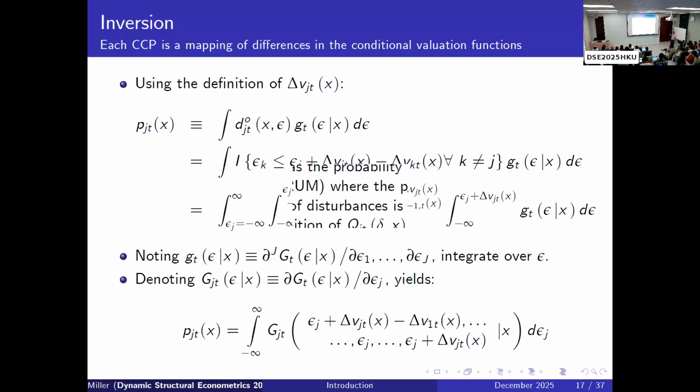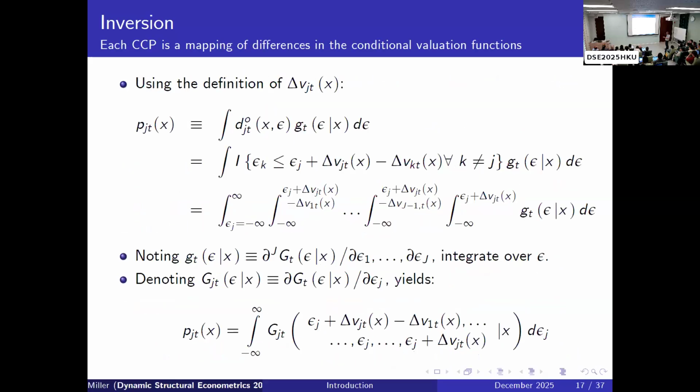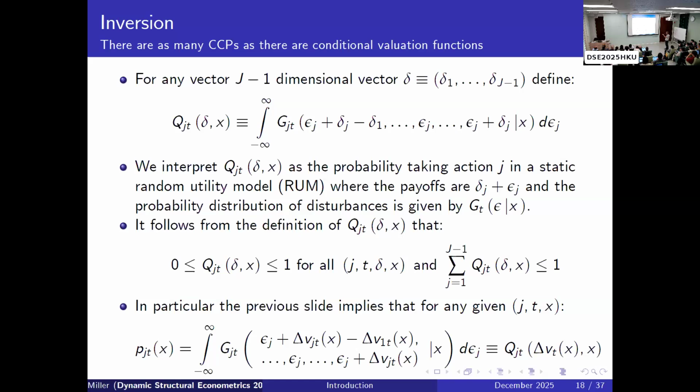So now we'll think about the following thing. Why don't we interpret this Q as just integrating over the epsilon as before, these GJTs, see, from the previous page. Okay. And now instead of putting delta V's in here, I'm just going to put in delta. Yeah, delta.